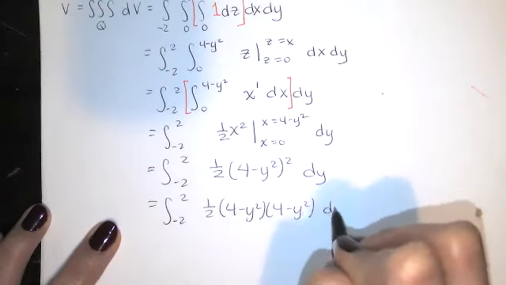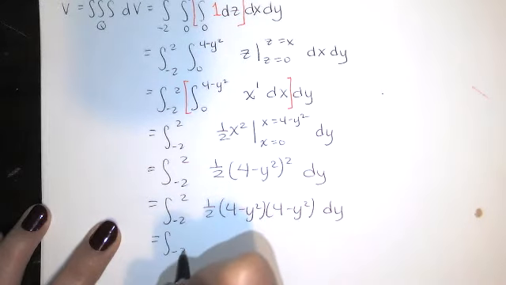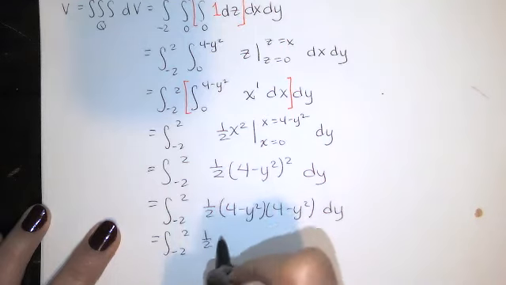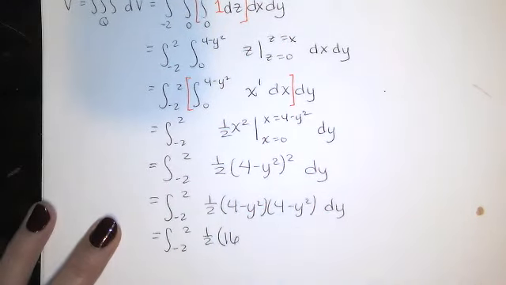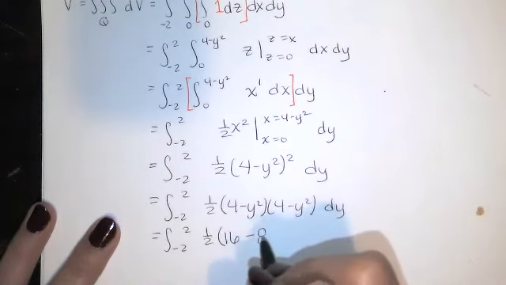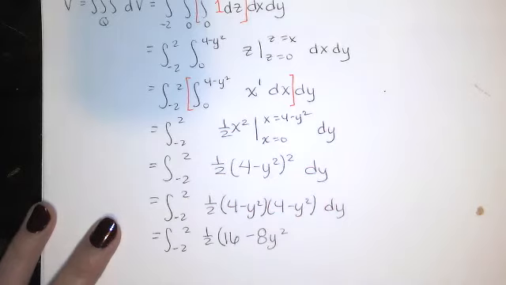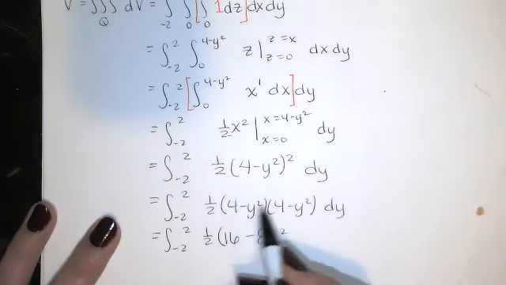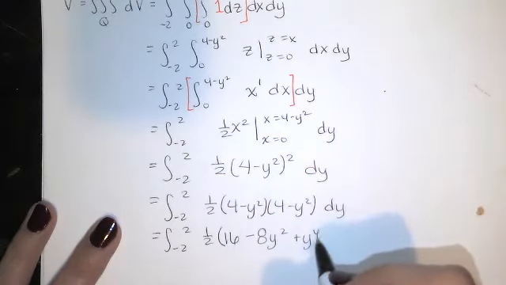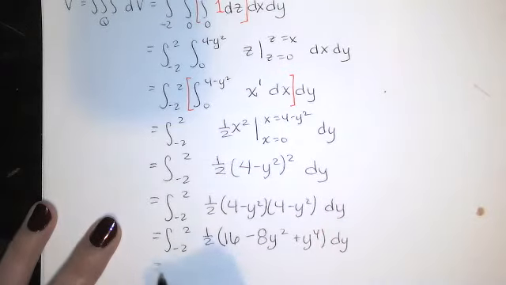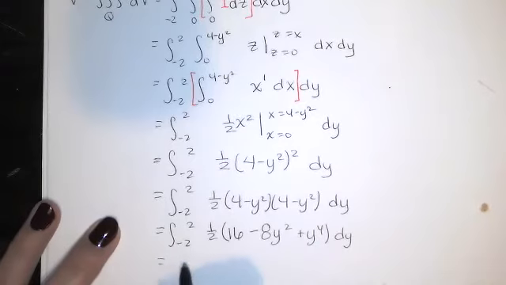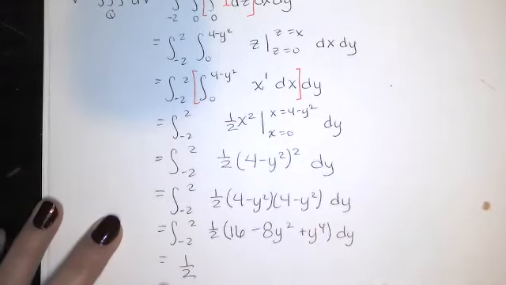Or you can call it distributing if you want, same thing. First times first is 16, outer times outer is -4y squared, inner times inner is the same. So I've got 2 of those, that makes that -8y squared, and last times last is a negative times a negative, which is a positive. Add the exponents, it's y to the 4th. And you can distribute the 1/2 if you want to, or you can just bring it down as a constant.